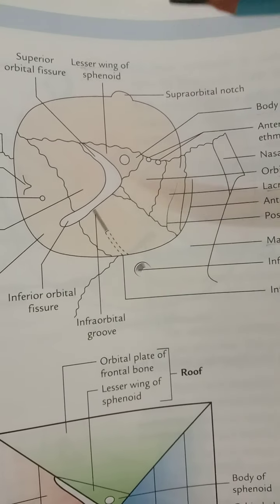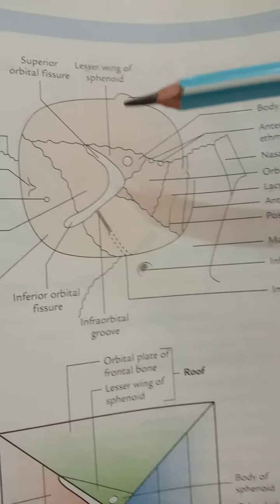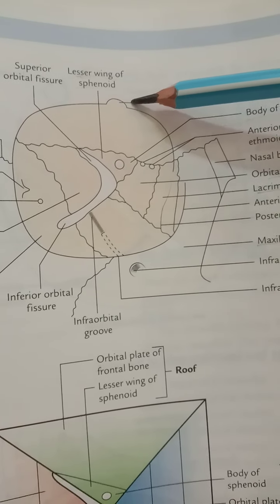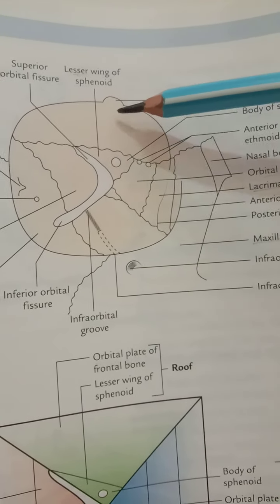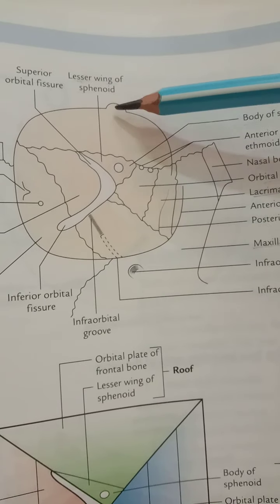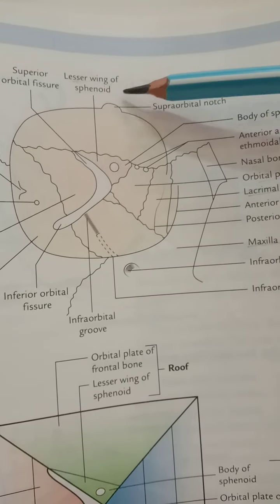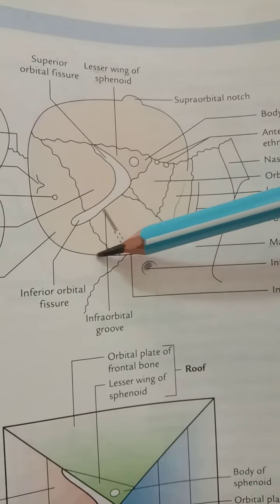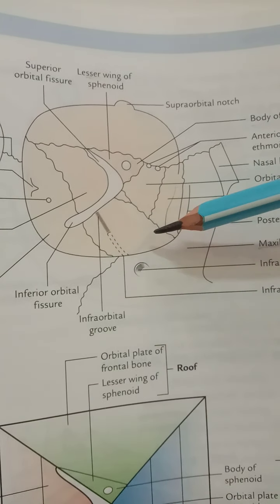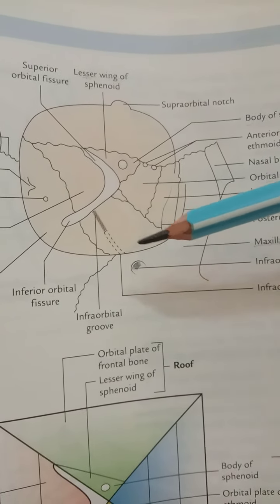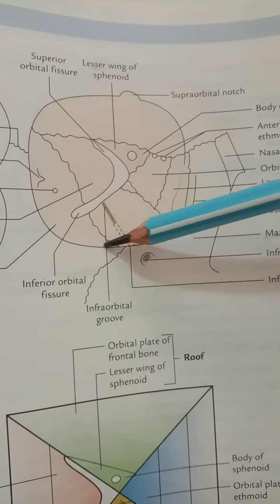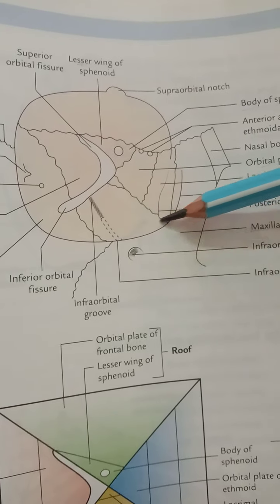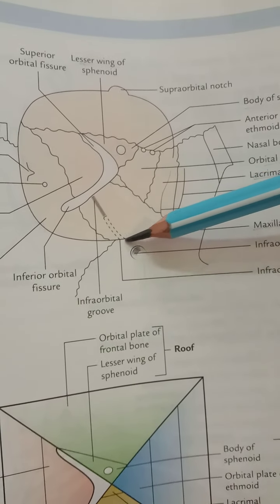It is formed by the frontal bone, and a notch is present, called the supraorbital notch, and a small foramen is present in this notch, called the supraorbital foramen. Then the infraorbital margin, so this one. It is formed by the zygomatic bone laterally, so this one, and the maxilla medially, so this one.